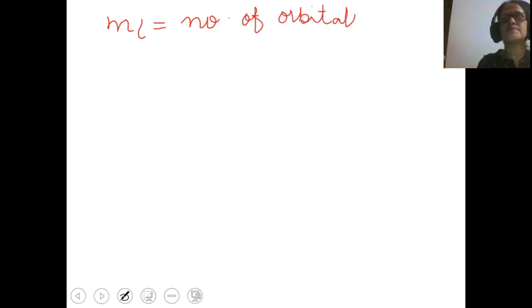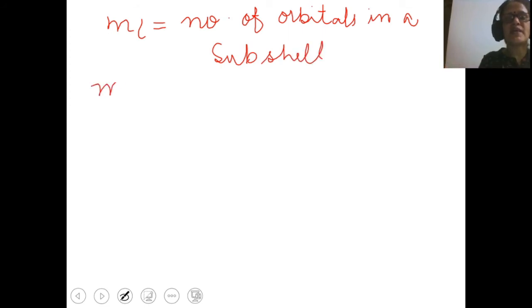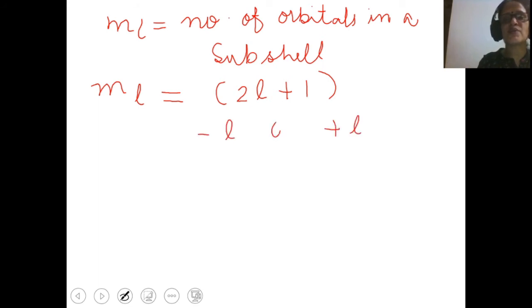So in a simple way, I want to revise all these points. ML represents the number of orbitals in a subshell. And the maximum number of values of ML will be equal to 2L plus 1, and the values can be represented as minus L to plus L through 0. I mean to say, if N is equal to 1, L will have only one value, that is 0. So ML will also have only one value, that is 0.